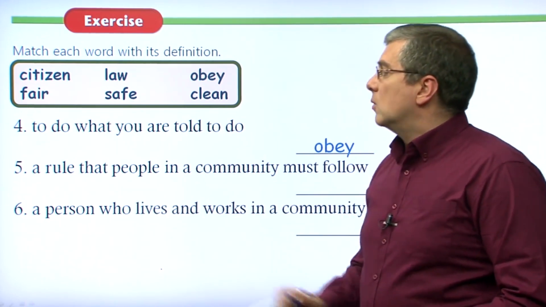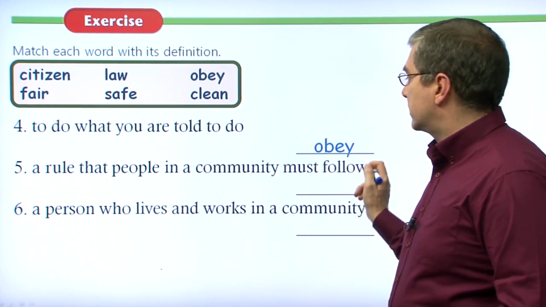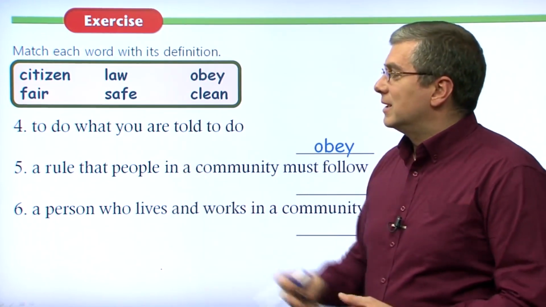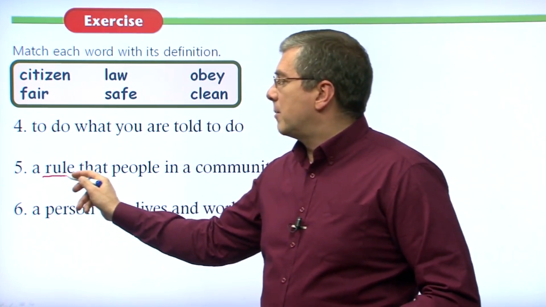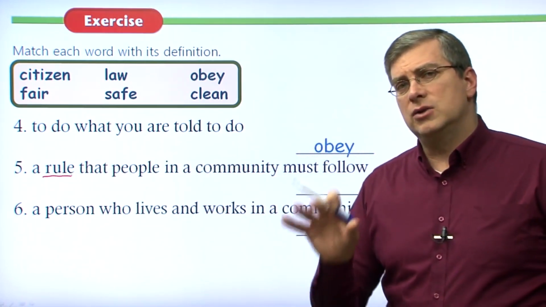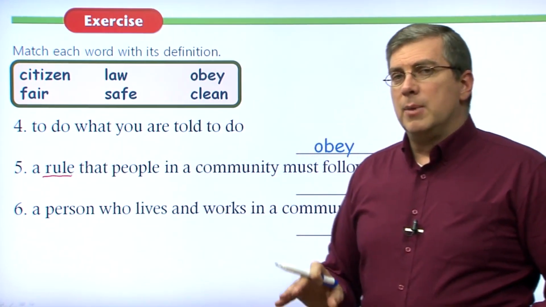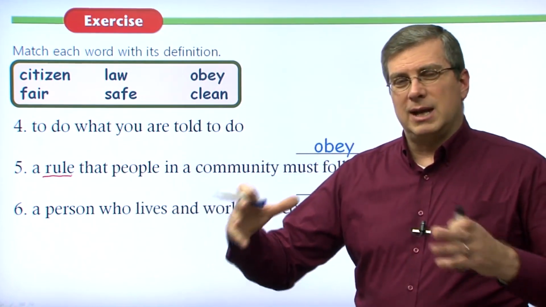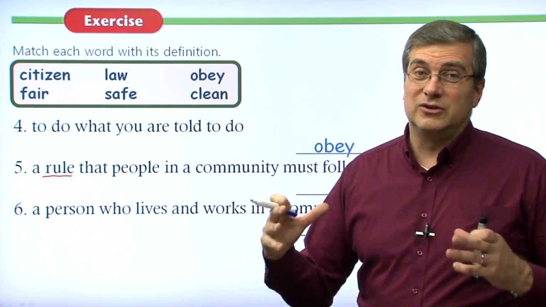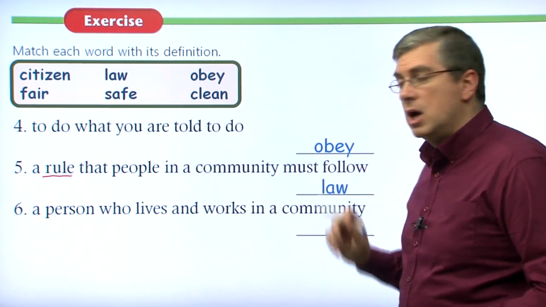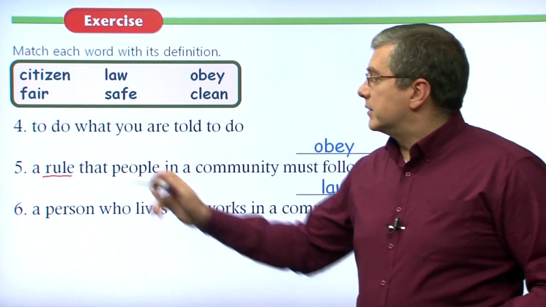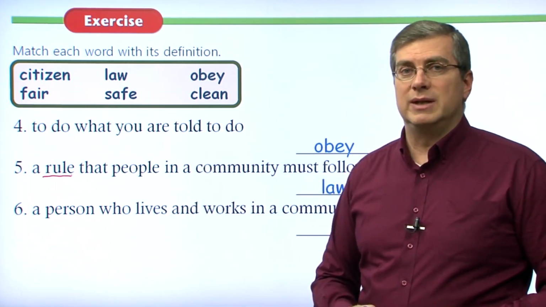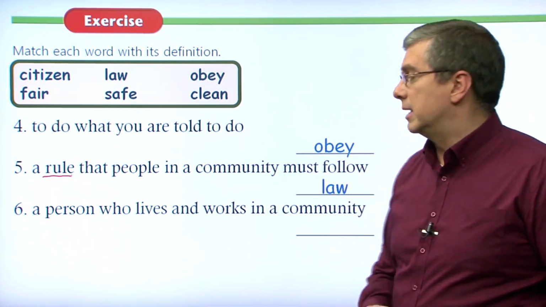Number five, a rule that people in a community must follow. So I just gave you the answer. We just talked about that, right? It's similar to a rule, very similar. But remember, a rule is less formal and usually for smaller groups. The other one that's similar to rule is more formal, and if you break it, the punishment is stronger. Of course, we're talking about a law. A law is a rule that people in a community must follow. It's made by the community, made by the government of the community.